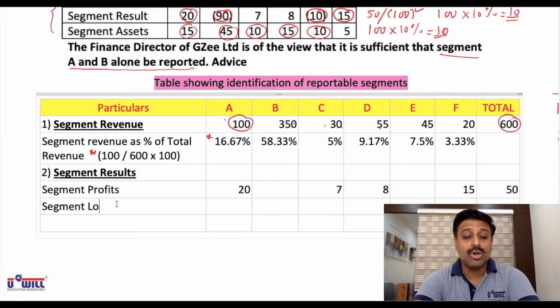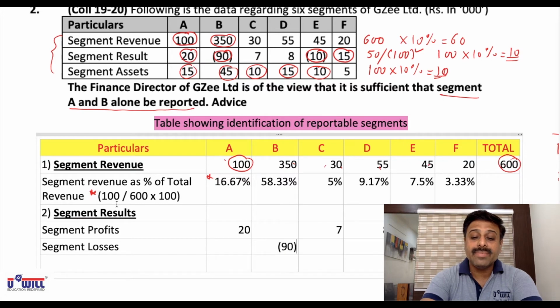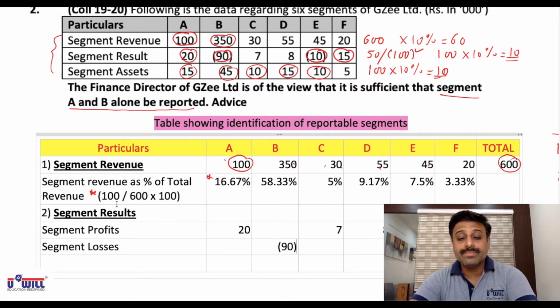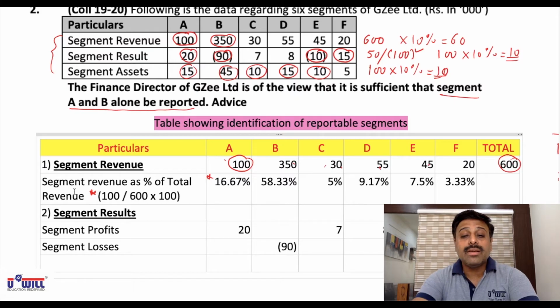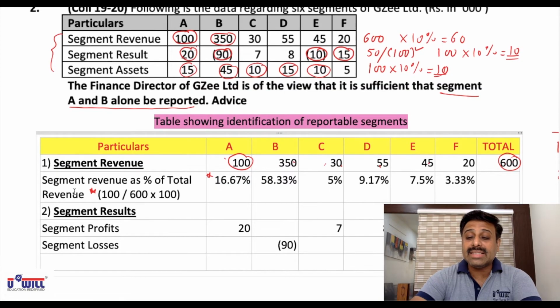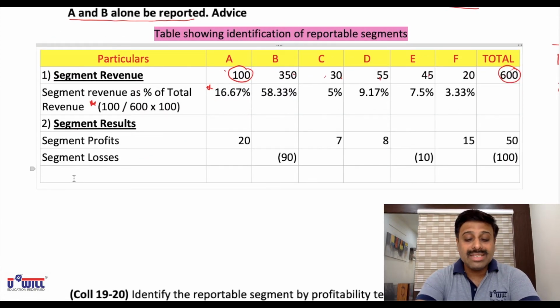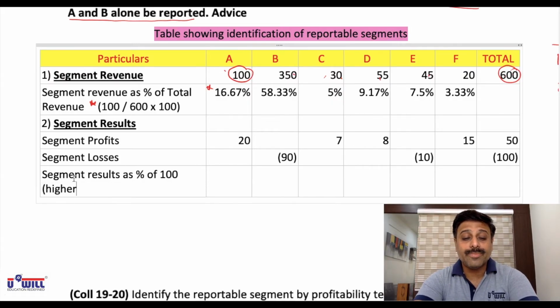Then you take segment losses. Means in segment B, 90, then in segment E, 10, the total of losses come to 100. Now you take whichever is higher. Higher is 100. So you write down segment results as percentage of 100 because 100 is higher. Okay, that is a higher amount.